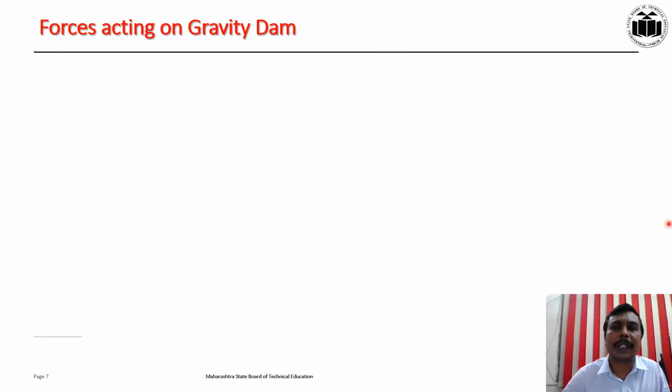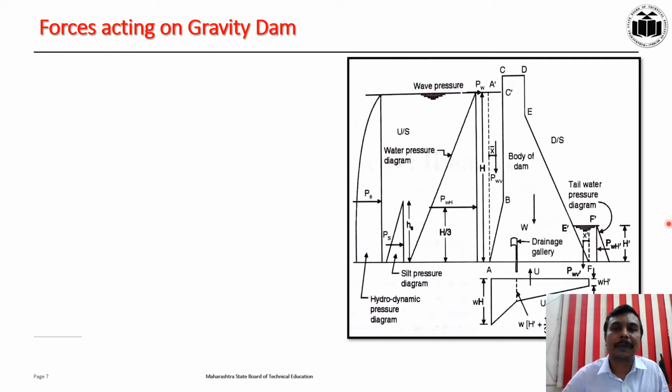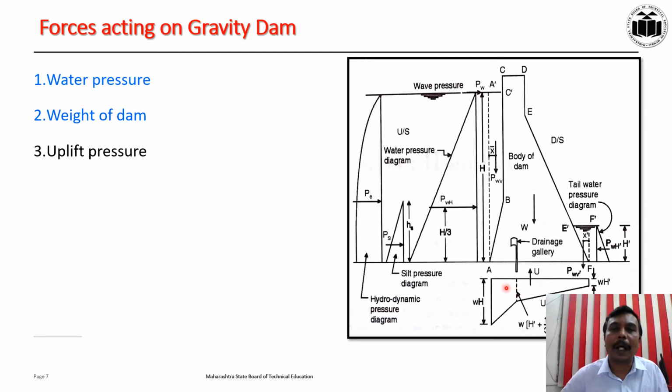Let us see the different forces acting on the gravity dam. See, this is the sketch, and now we will see the different forces acting on the gravity dam. First one is the water pressure. You are finding here the water pressure on the upstream side. This is the water pressure on the upstream side. Similarly, the water pressure on the downstream side. Weight of the dam. This body exerts certain pressure on the dam. That is the weight of the dam. You are finding here the uplift pressure.